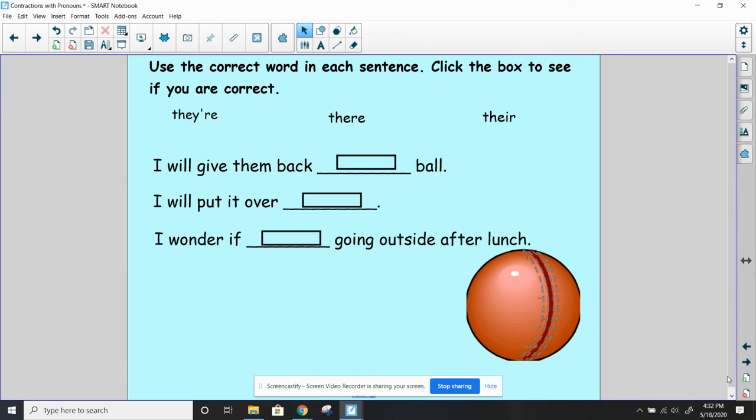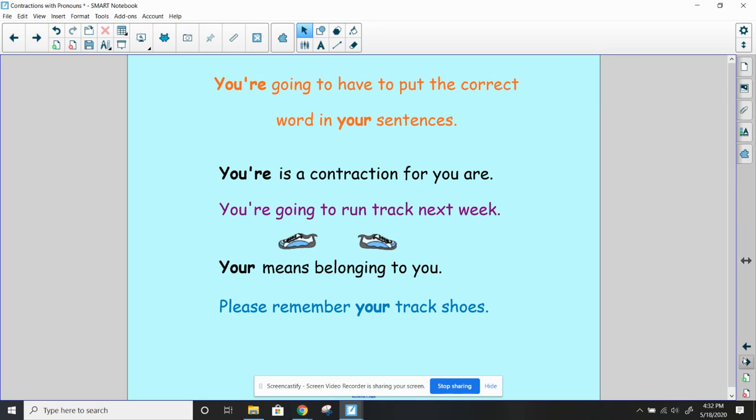Then we're going to go to the yours. You're going to have to put the correct word in your sentences. So YOU apostrophe RE is a contraction for you are. You're going to run track next week. Well, maybe next year. You are going to run track next week. That's the contraction. And your, YOUR, means belonging to you, the possessive. Please remember your track shoes. Track shoes are yours. That's the pronoun.